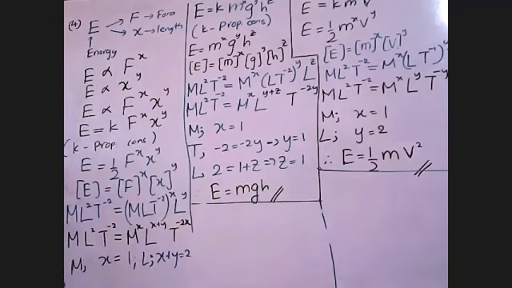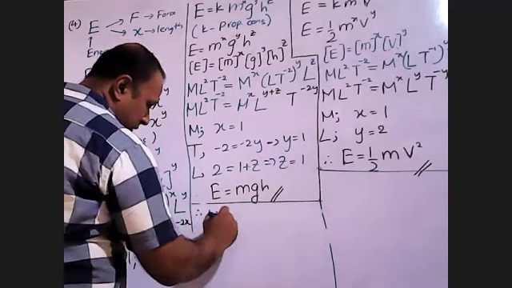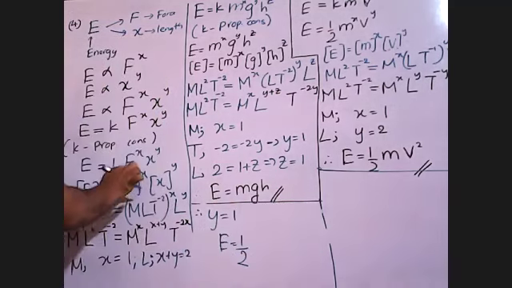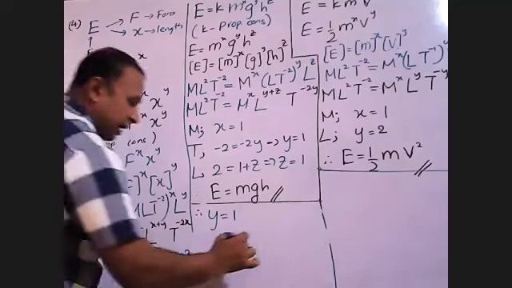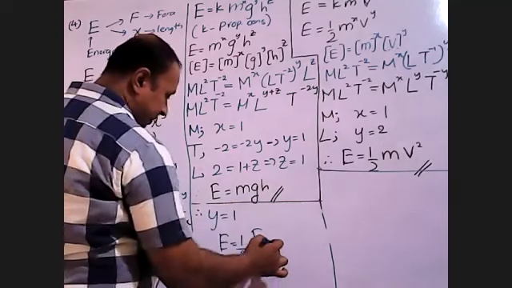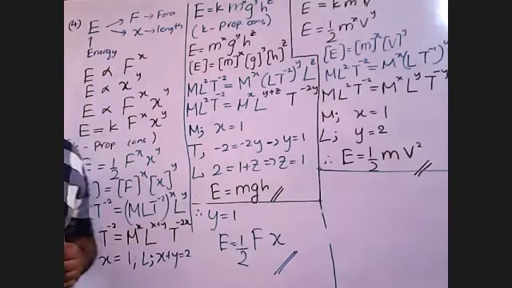X plus y equal to... you know x is 1, therefore if I apply x is 1, y also equal to 1, and x also equal to 1. Now I can write the final equation, that means E is equal to half into f to the power x, x is 1, and f to the power y, y also equal to 1. That means the equation is half fx.